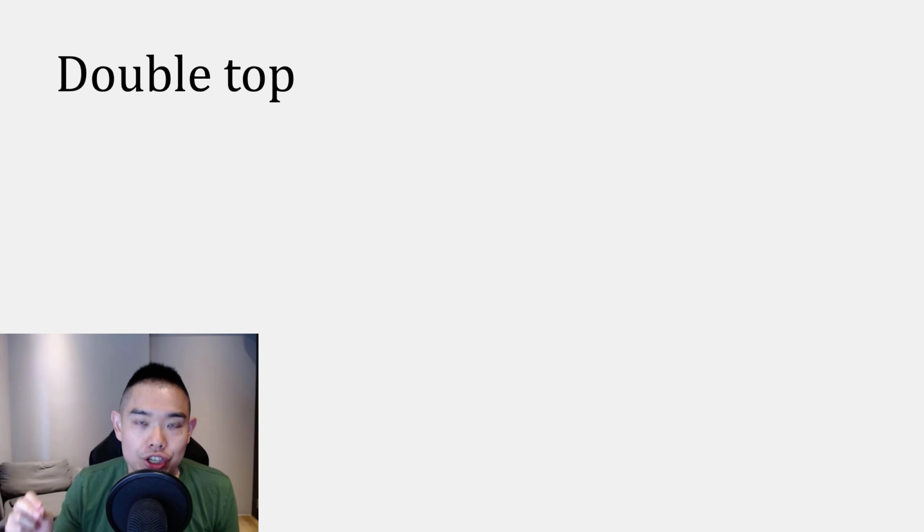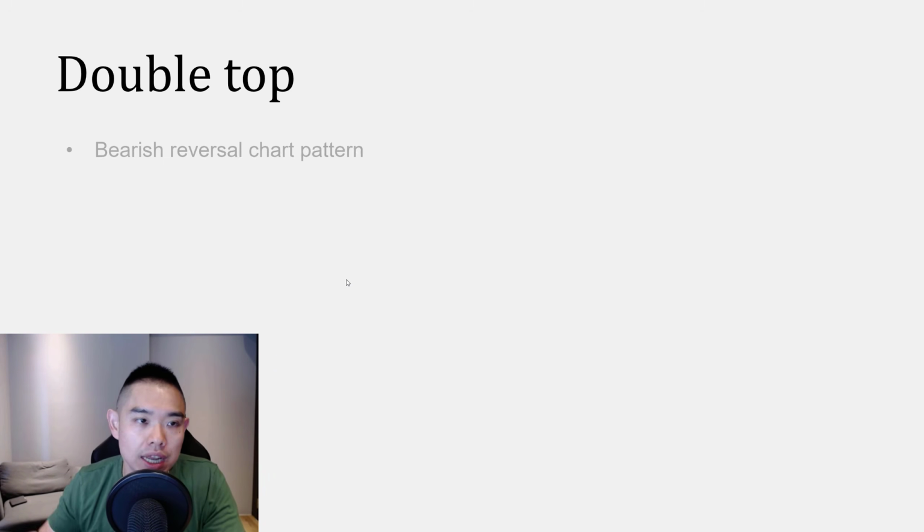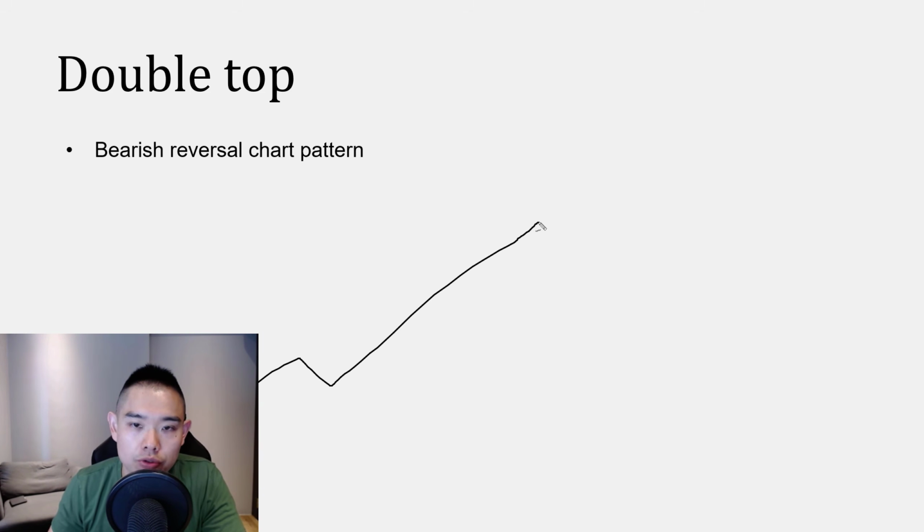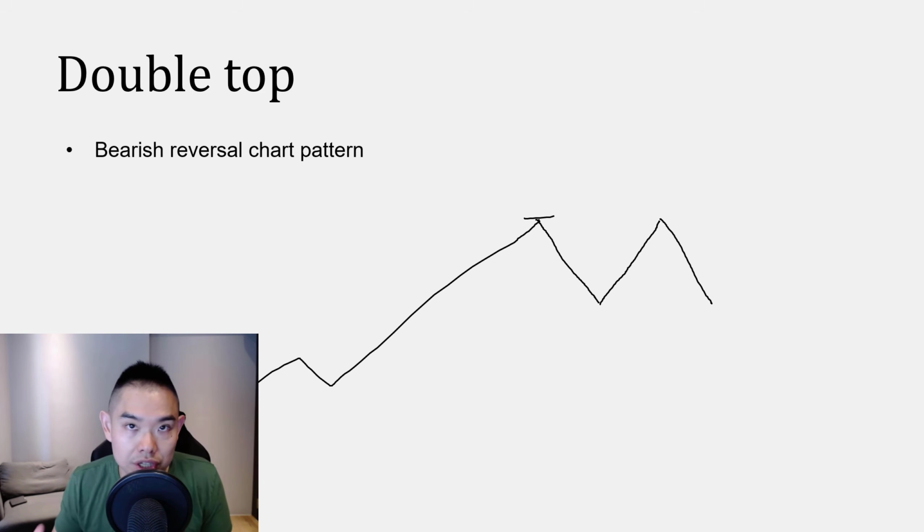Now, the first chart pattern that I want to share with you is called the double top pattern. This is, in essence, a bearish reversal chart pattern. So how does this work? When you spot a double top, you will see that the market at first is in an uptrend. Then it makes a pullback. Then it retests the highs once again and makes another pullback. At this point in time, the market is actually still bullish. There's nothing bearish about this chart yet.